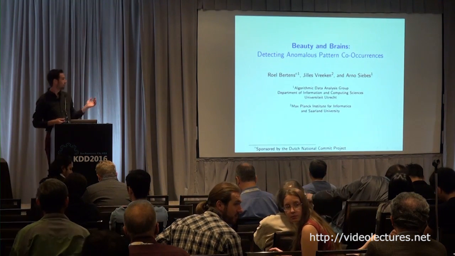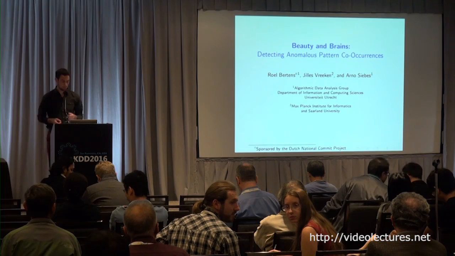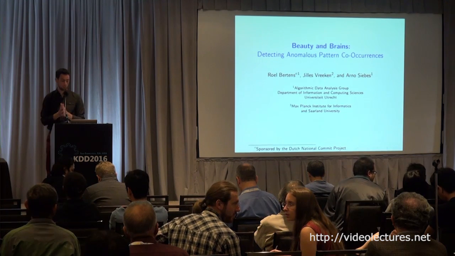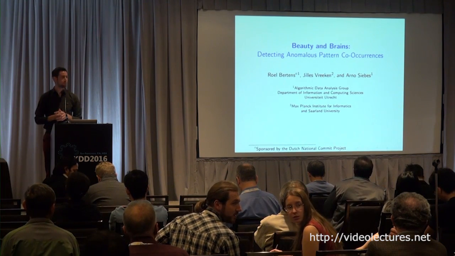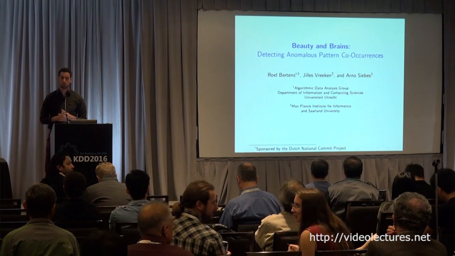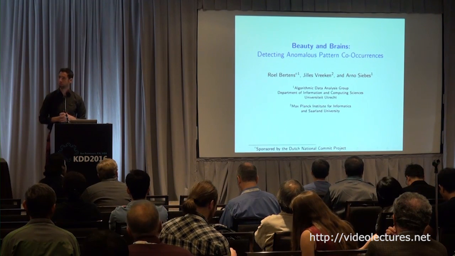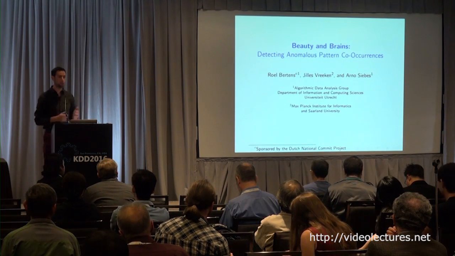So the title of my talk is Beauty and Brains, Detecting Anomalous Pattern Co-Occurrences. It's joint work with Gilles Vreken and Arno Siebes. I'm Roel Bertens.